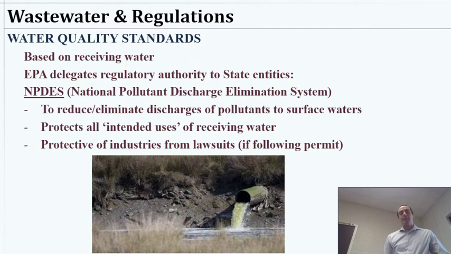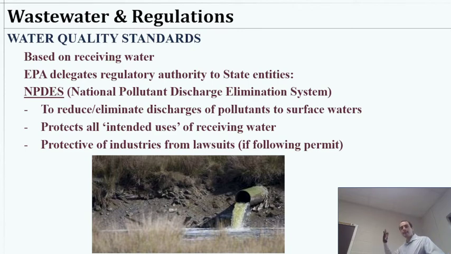EPA delegates this regulatory authority to state entities. Typically it can also be tribal entities, but I don't think any have developed their own. There are a few states that haven't bothered to do this yet, so the EPA directly regulates. For the most part, most states will develop their own DEQ or something like that, let's say the Louisiana DEQ, the Michigan DEQ, and they have an EPA-authorized NPDES system in place. And so I was a permit writer briefly for that in Michigan.